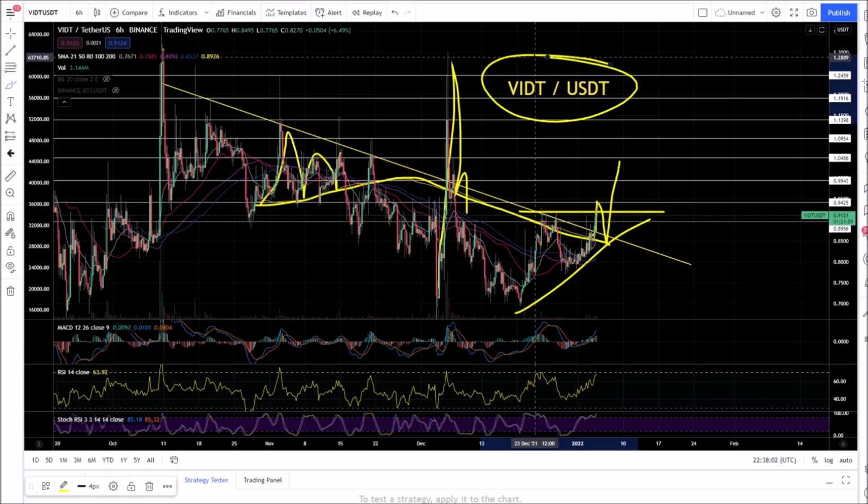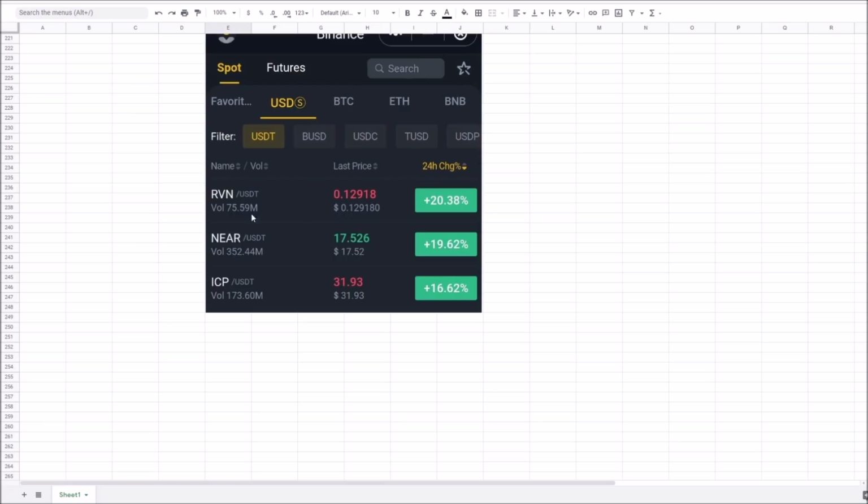This is not easy trading, but we hit the top 3 gainers. We hit the top 3 gainers on Binance. You can't be mad at 20, 19, 16% gains out of altcoins. Solid green gainers. That's what we do. That's why you guys watch this channel.